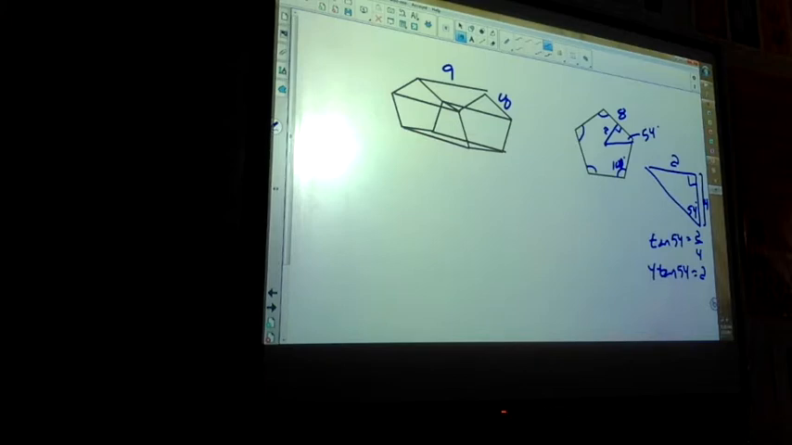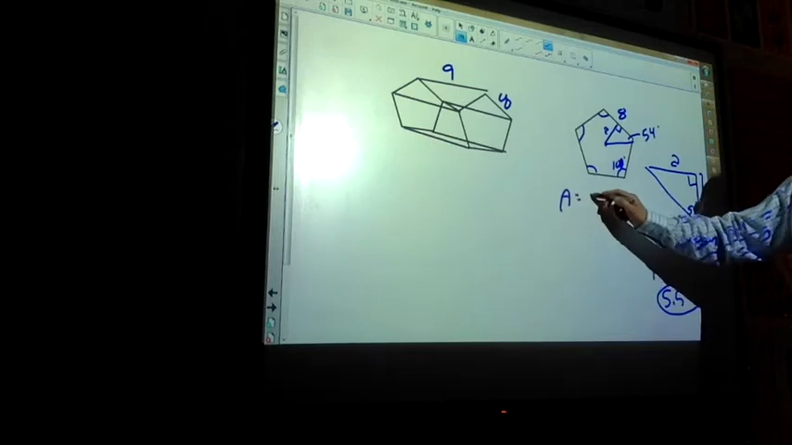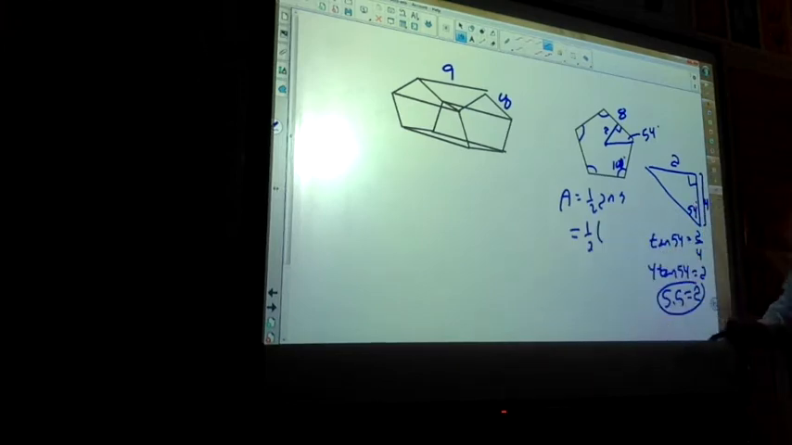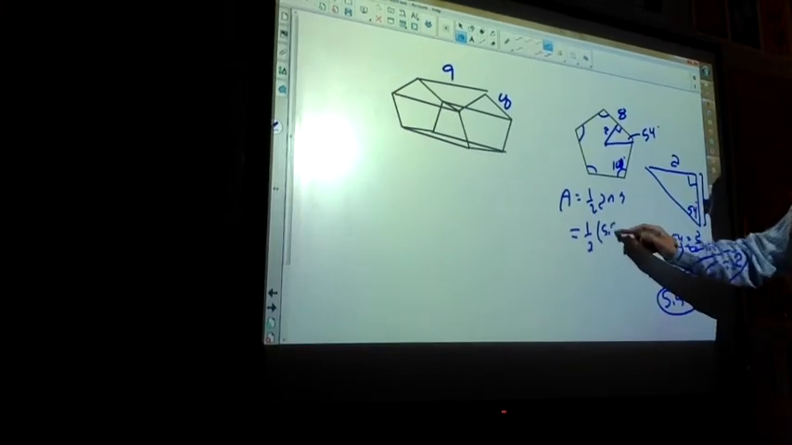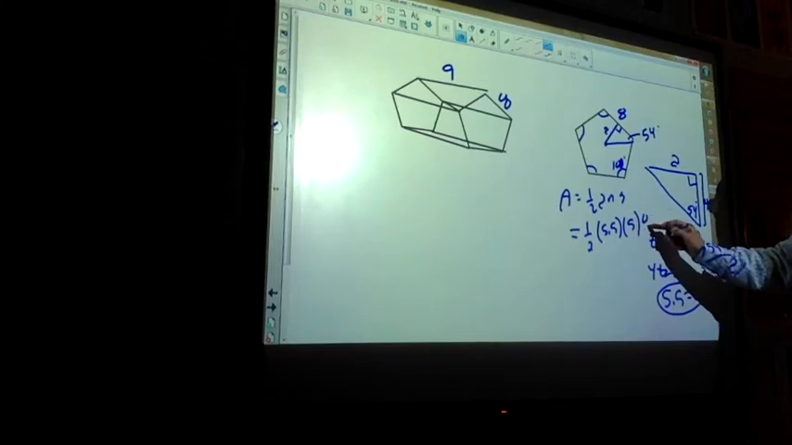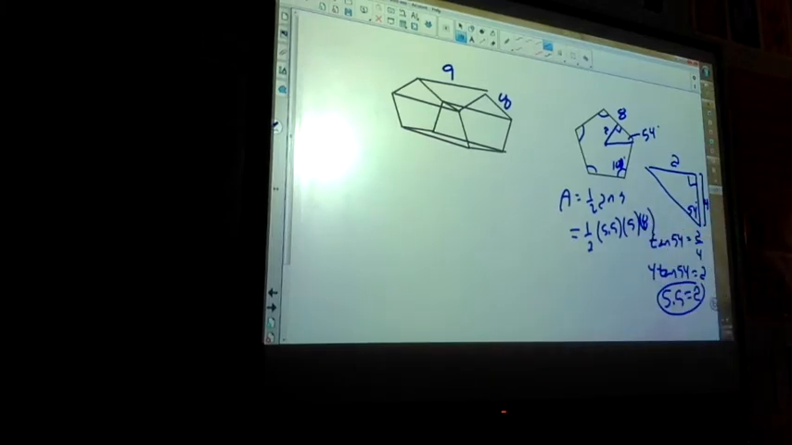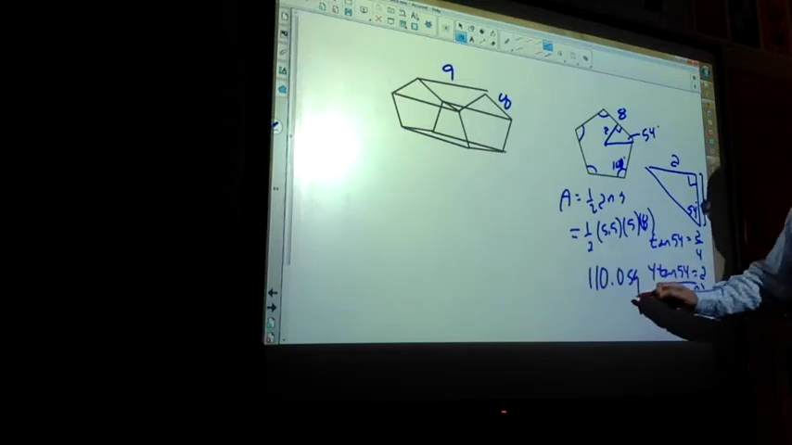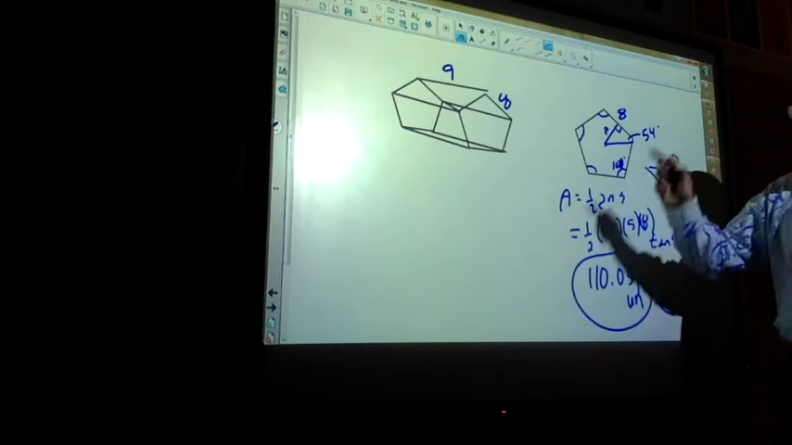You have a, how much? 5.5? Thank you. So I know my apothem, so now I can use this, going 1/2 a n s. So the apothem is 5.5. Is that right? 5.5. Number of sides, 5. Length of each side, 8. Help me out, please. 110? I'll put 110.0 square units. That's the area of the base.